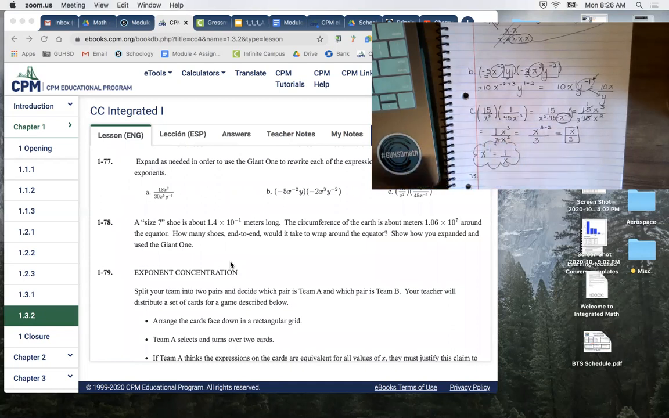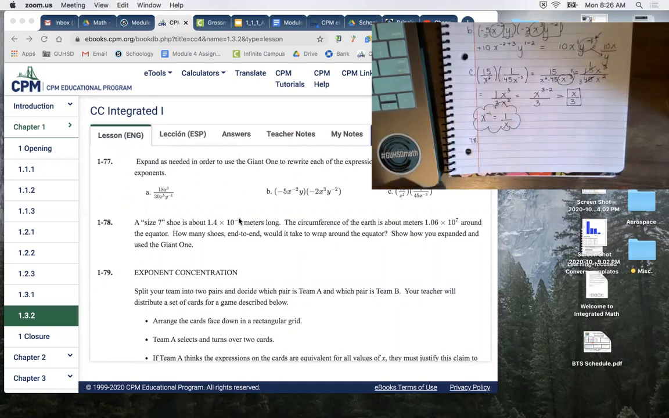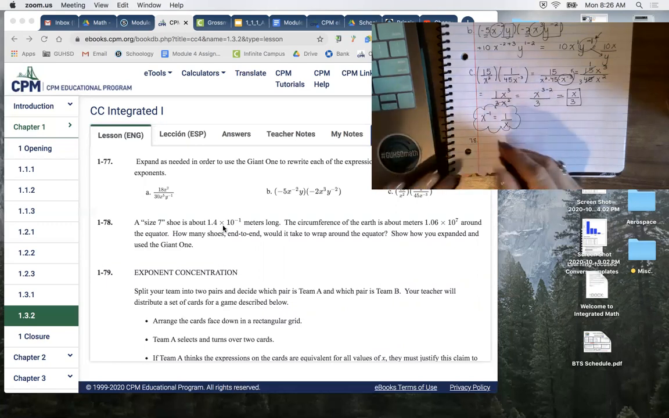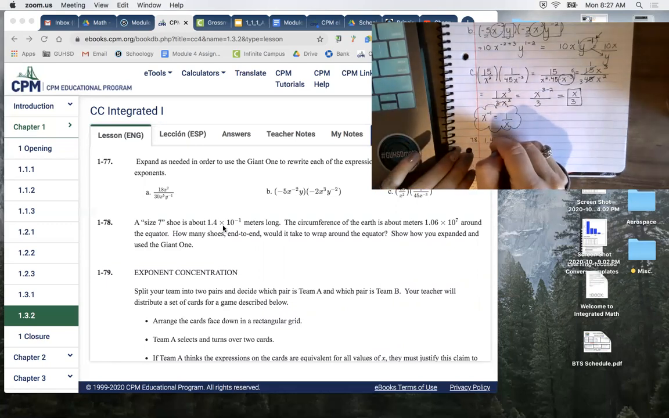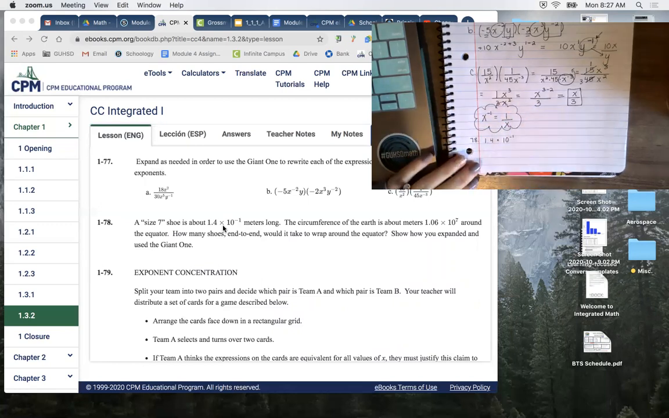And the reason that I want to look at 78 is because you guys will see scientific notation, not only in my class, but when you get into physics, chemistry, a science class, and I want you to start becoming familiar with it. When I have this 1.4 times 10 to the negative 1 power, it says that that is a size 7 shoe. A size 7 shoe is about that many meters long. So we're talking about meters here, okay?